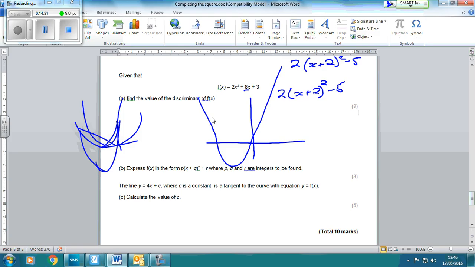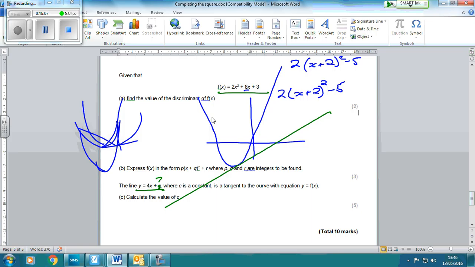Okay, so the line y equals 4x plus c, where c is a constant, is a tangent to the curve with this equation. Just to remind you what a tangent is, a tangent is where a line will just touch the curve once. So if the question said, find out where, and they told you what c was, let's say c is 7, whatever it turns out to be, find the point of intersection where this meets this, there's only going to be one solution because it's a tangent.